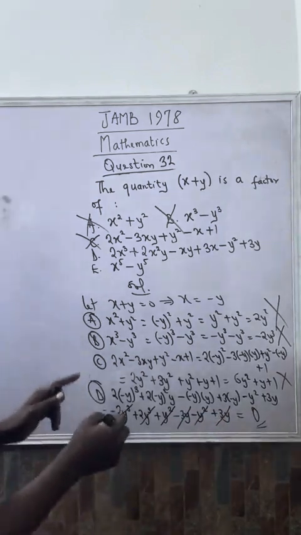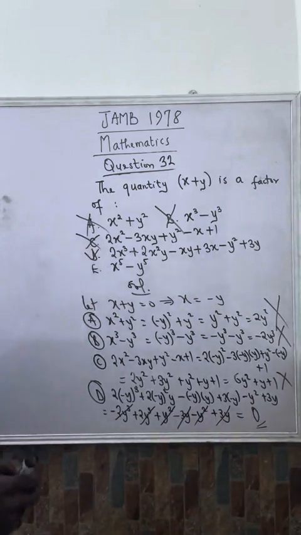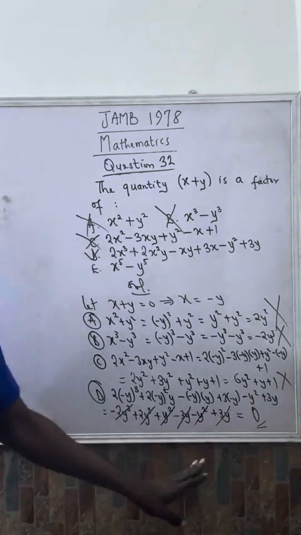So that means option D is our correct answer, since this is the only one that leads us to 0.